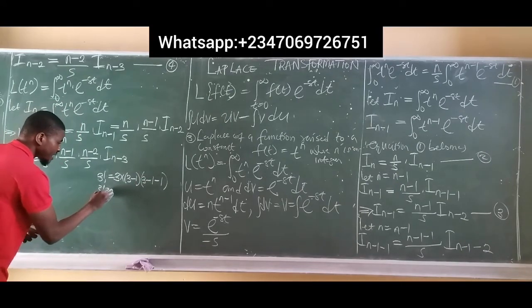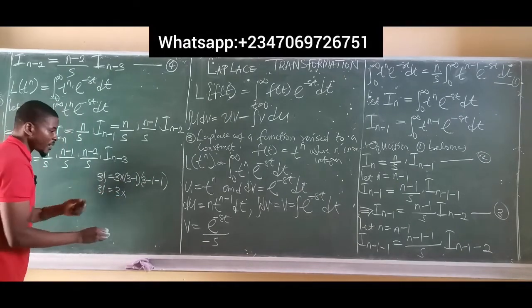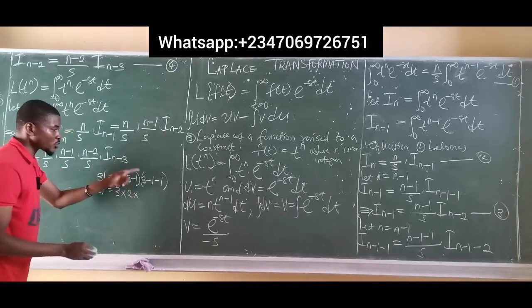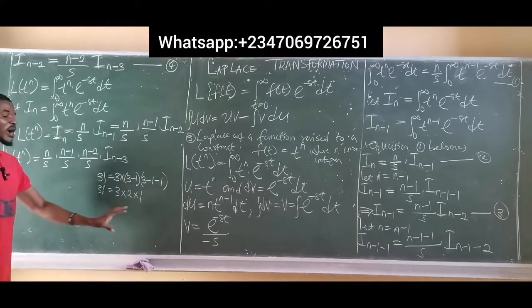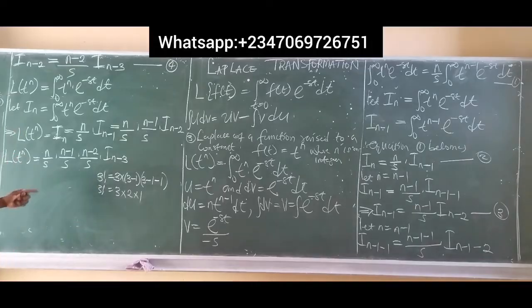So 3 factorial is actually what? 3 multiplied by 3 minus 1, which is 2, multiplied by 3 minus 1 minus 1, which is simply 1. You have this to be your 3 factorial. The same thing happens here. I have n multiplying itself but then reducing by 1 as it multiplies.